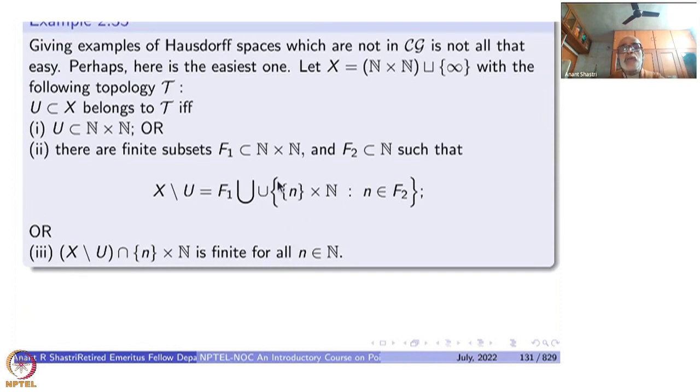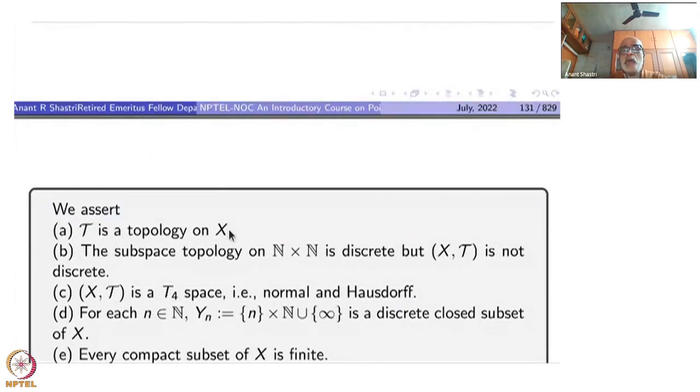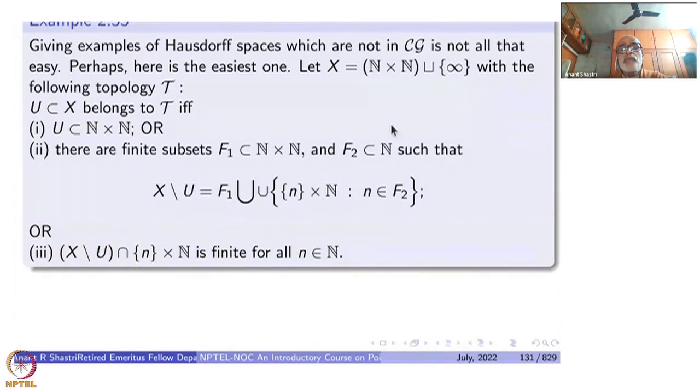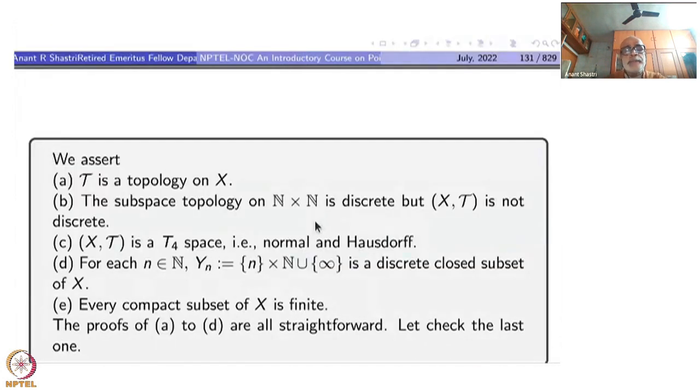So take a topology like this. Okay, so that is going to give you something. What is that? So tau is a topology on X, that is fine. The subspace topology on N cross N is discrete, that is also fine because we started with N cross N as a discrete space, but X tau itself is not discrete. Not all subsets are open. Once something contains infinity, it can't be an arbitrary set. It has to satisfy either this condition or this condition. So it's not discrete, that's obvious.